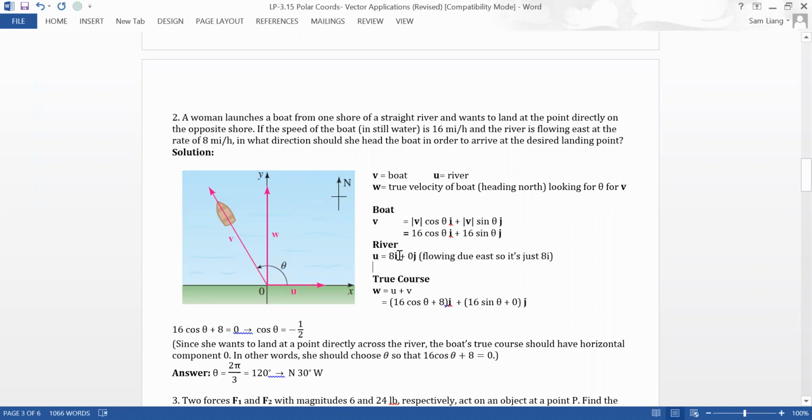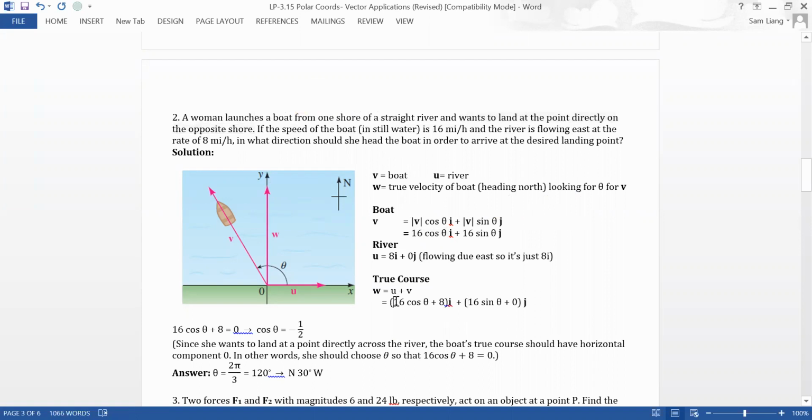From there, the true course of the boat, meaning the boat moving and also being affected by the current of the river, you're going to add the two vectors together. You're going to get 16 cosine theta plus 8, that's the horizontal component, in parentheses, i, plus 16 sine theta plus 0 j. Now here's the crux of the problem. It says she wants to land directly across, at the point directly on the opposite shore. So she's going straight, like 90 degrees, in other words.